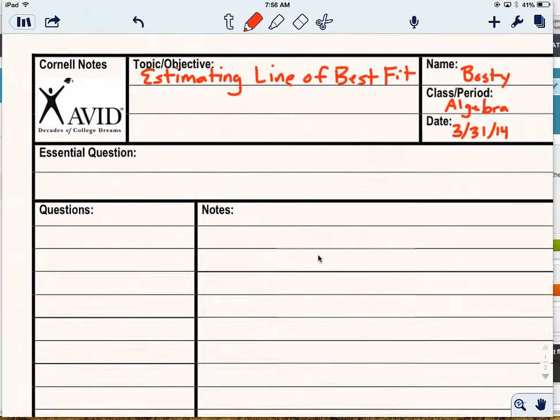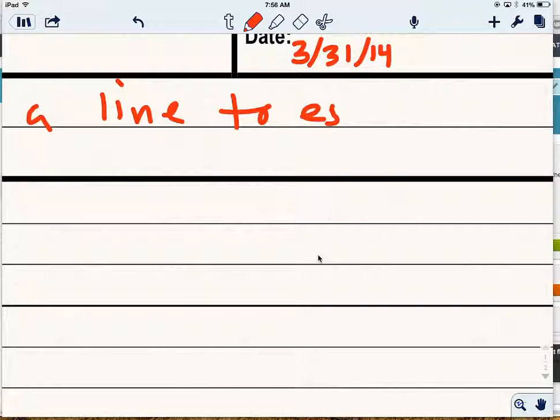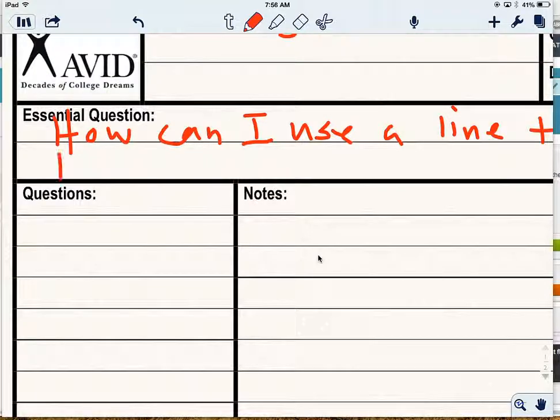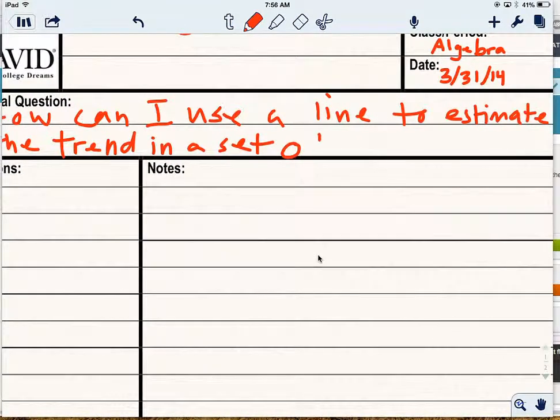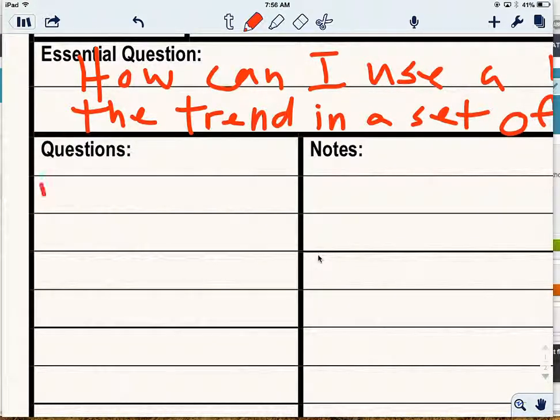The essential question for this is, how can I use a line to estimate the trend in a set of data? Okay, so we're going to start out with some vocabulary. What are the important terms?